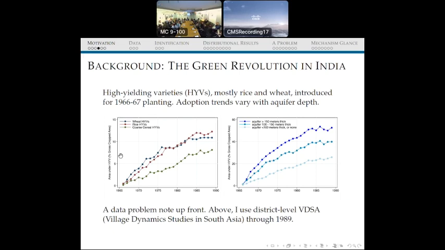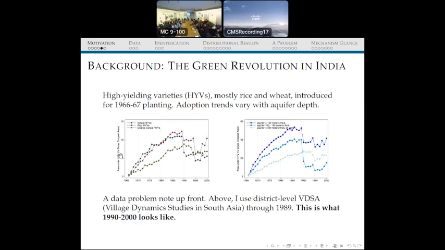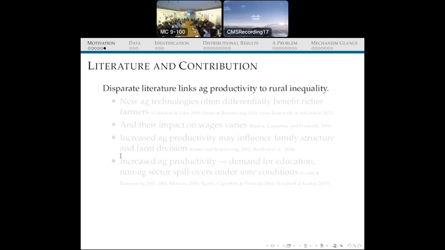And this is what it looks like if I go through 1989. That's what the HYV adoption rates look like. And if I go all the way through 2000, this is what it looks like. It gets really wonky at the end here because there start to be all of these missing values for districts. So the VDSA data are not great from 1990 through 2000.